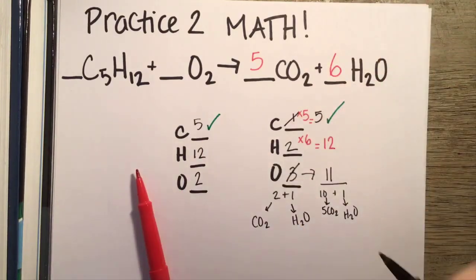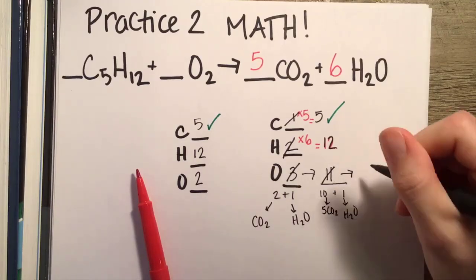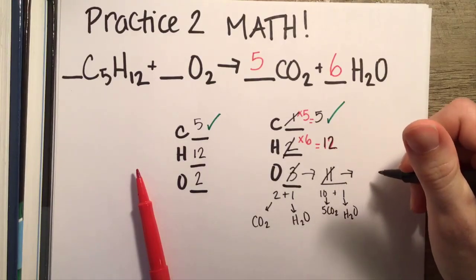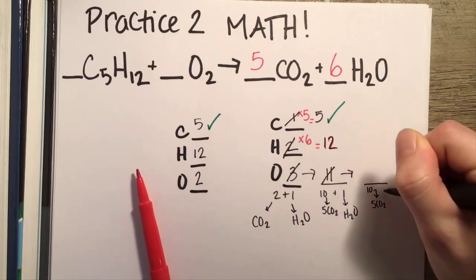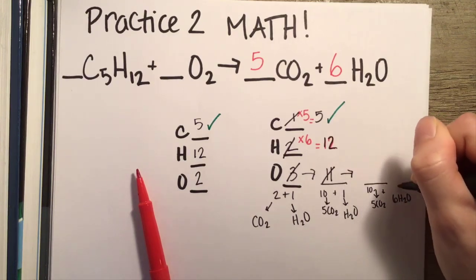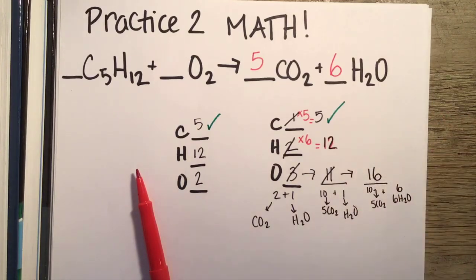So to make hydrogen, to make 2 equal 12, multiply by 6. So I'm going to put a 6 in front of H2O. Now I'm going to recount my oxygens again. So I still have 10 oxygens from the 5 CO2. I'm going to have 6 oxygens from the 6 H2O. 10 plus 6 is 16 oxygens.